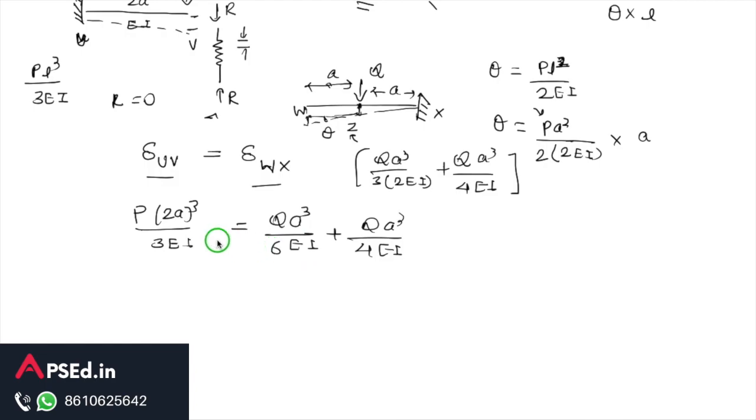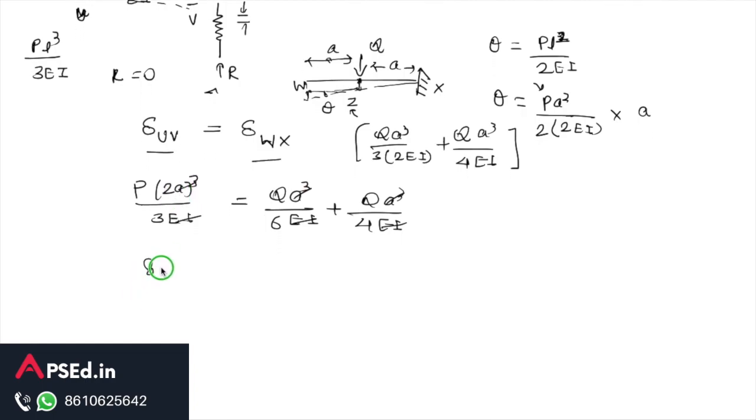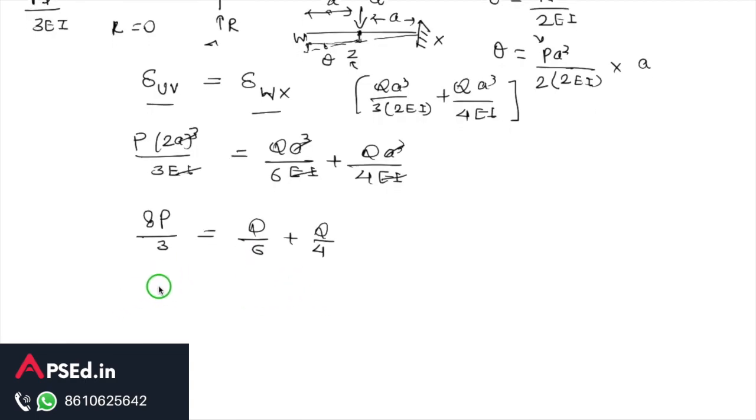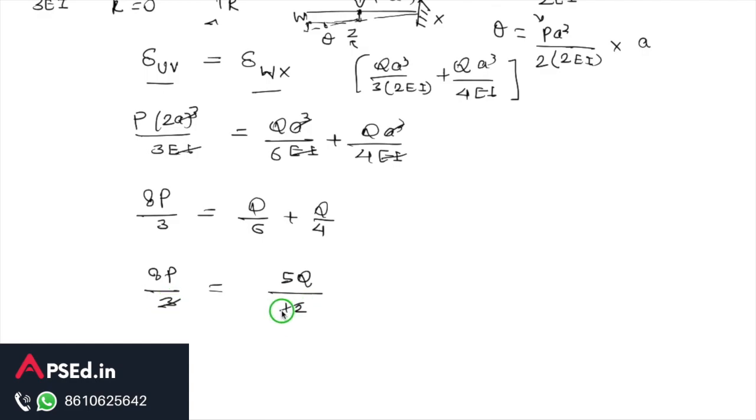Now we can just simplify it. The EI will cancel out on both sides, and A cube will also cancel out. So we will have 8P upon 3 is equal to Q by 6 plus Q by 4. Now if we solve it further, 12 will be the LCM, so this will become 2 plus 3, that is 5Q upon 12. So from here Q will be equal to 8 into 4P divided by 5.